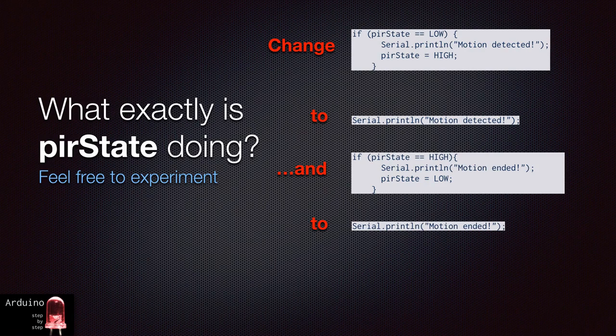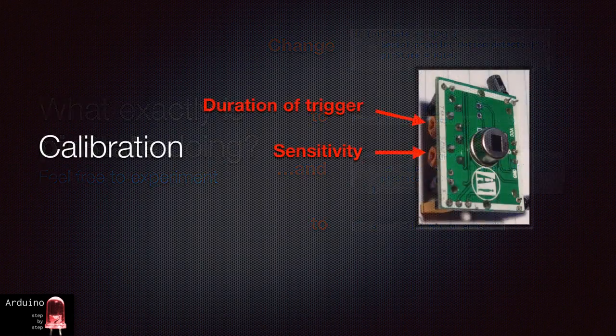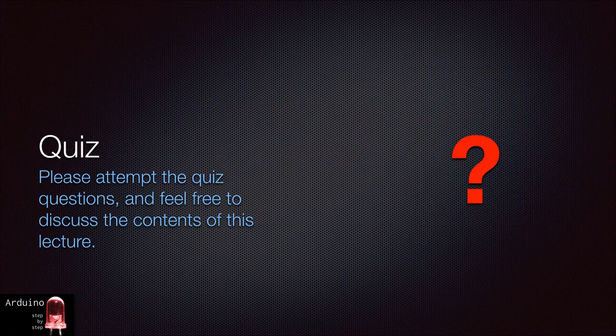Upload the edited sketch. Open the monitor and activate the sensor by waving your hand above it. What can you see in the monitor? You can calibrate the sensitivity and amount of time that the sensor stays activated by turning the two small orange knobs. Experiment with them to see the effects they have on the sensor's output. That's it with the PIR sensor for now. Please attempt the quiz questions before continuing with the next lecture, where you learn about the ultrasonic distance sensor.